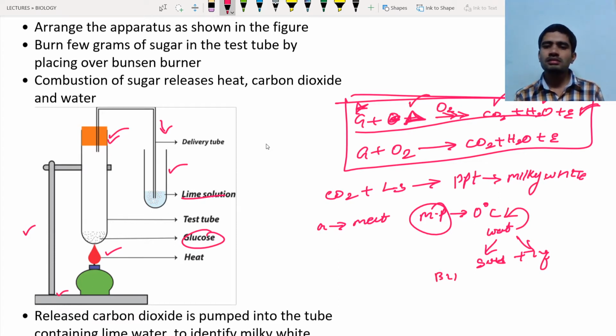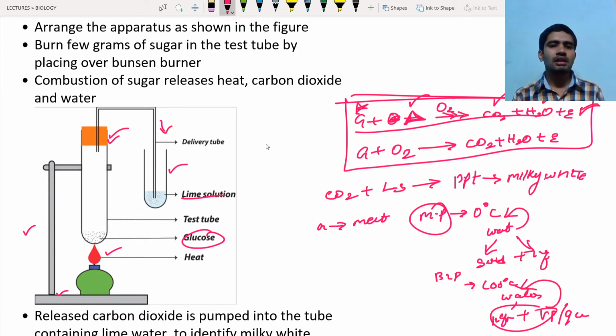Boiling point means, at 100 degrees Celsius, the water will be seen in the liquid state plus the vapor or gaseous state. At 100 degrees Celsius you can see both these conditions. This is known as the boiling point.